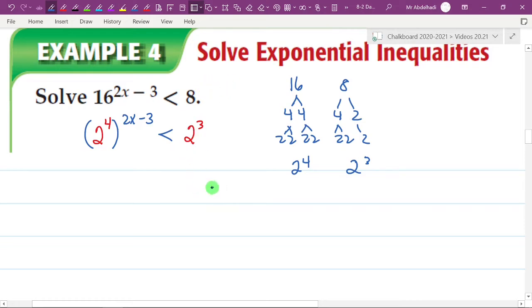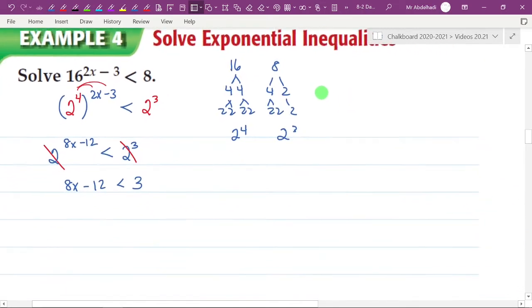Okay, so here we are. Can we drop the base yet? No, because we still have to distribute that 4 right there, right? So what do we get? Well, this becomes 2 to the power of 8x minus 12 is less than 2 to the 3rd. Are the bases the same? Yes. Are the powers simplified? Yes. Can we drop the base? Drop the base. And now we have an inequality Algebra 1 style. Just solve for x.